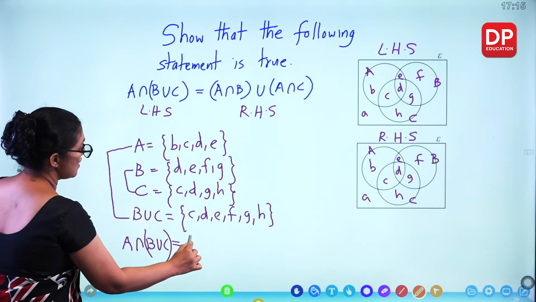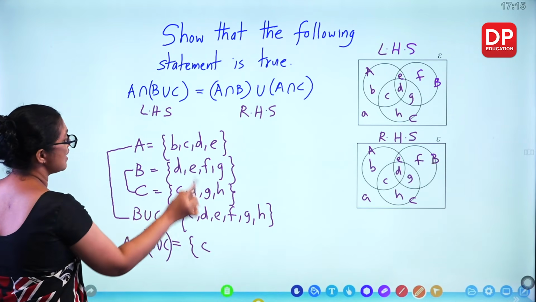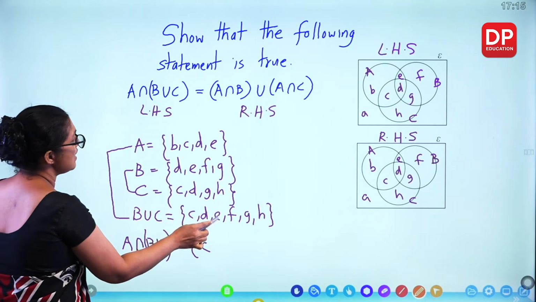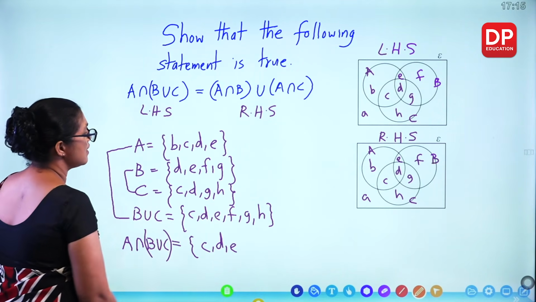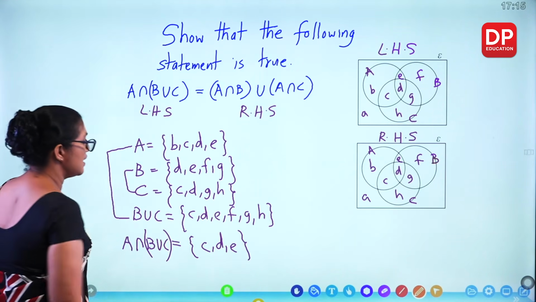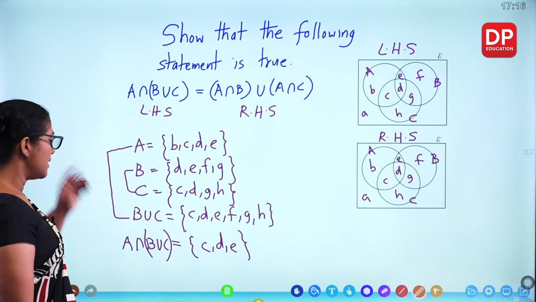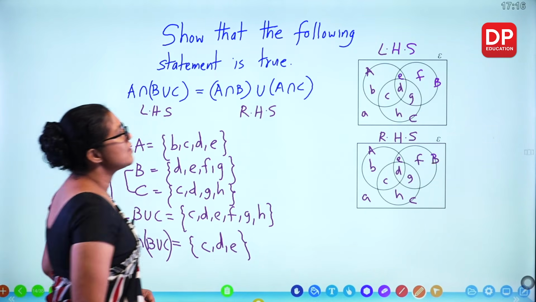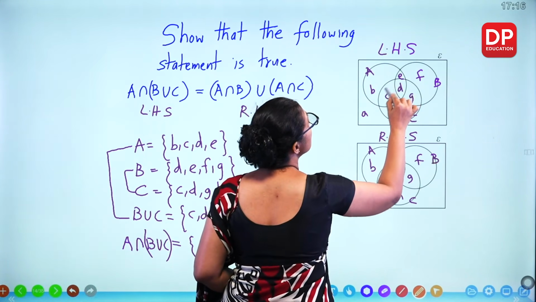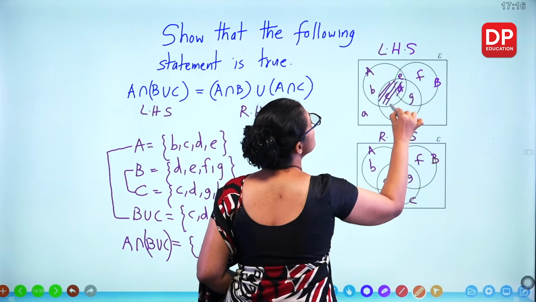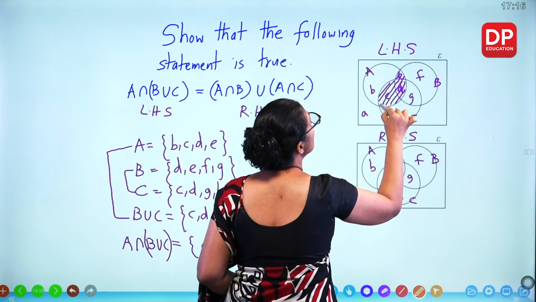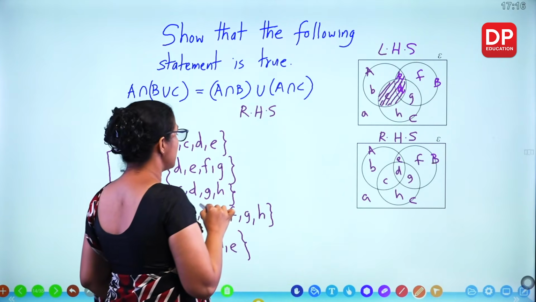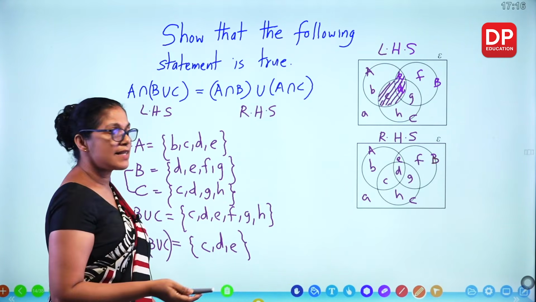Intersection is, you get C, what else? E, D, E. That's all. C, D, E. Now color the region C, D, E. Which region is C, D, E? This one and this one. So that's this part. Now we'll do the right hand side.